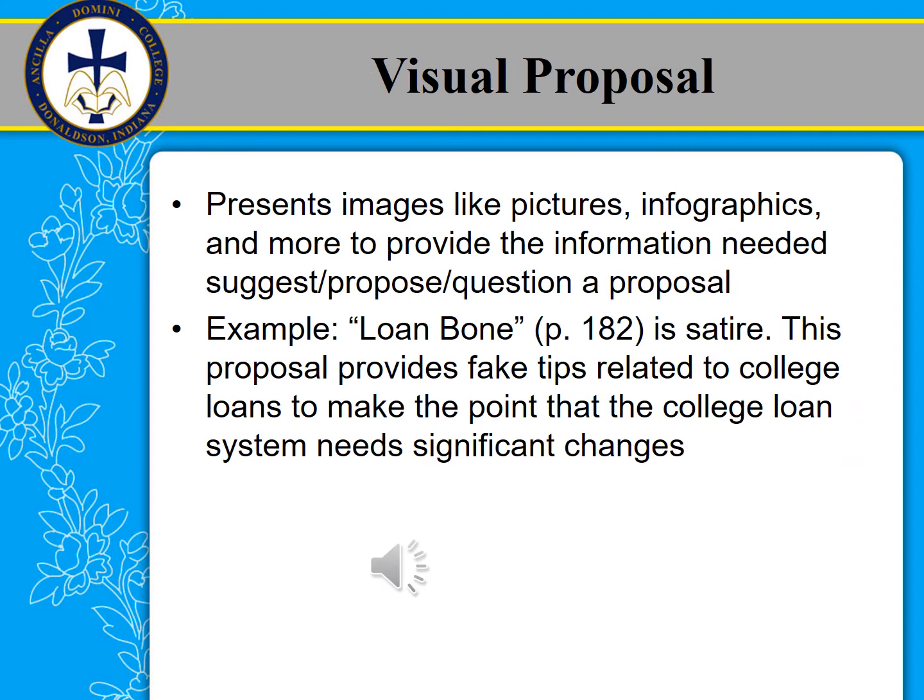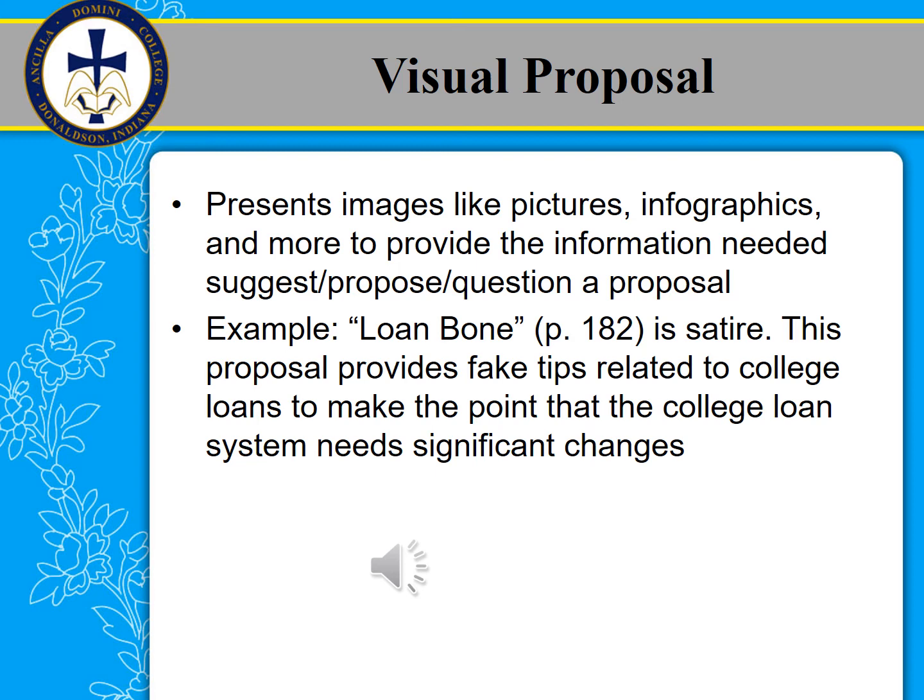Visual proposal is another type of proposal the book lists, and this one relies heavily on images to provide ideas and suggestions. And this is where you're going to incorporate those pictures and infographics with a specific intention of pushing people toward, oh, maybe we should do this. Again, this oftentimes does not include a whole lot of information about implementation. It's more to suggest or propose or question something.